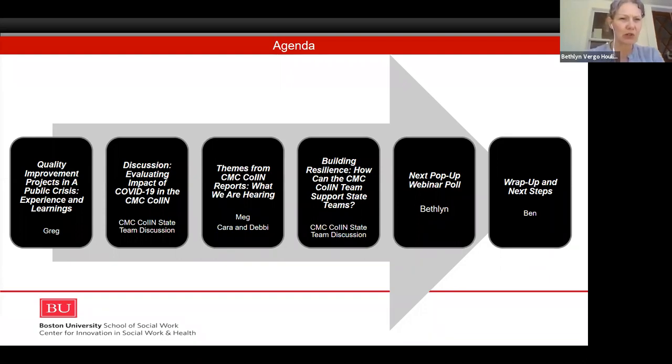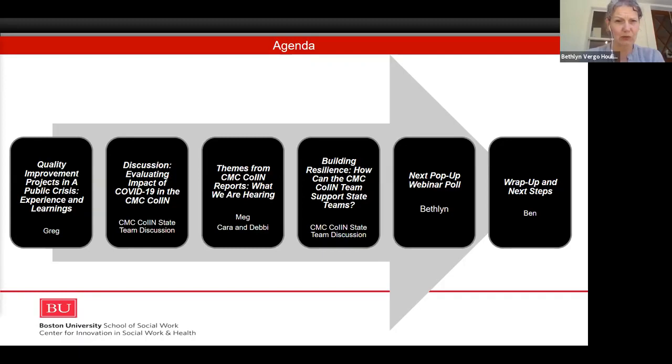And then we wanted to have a little discussion antecedent to that, around your own evaluation considerations and what you think we as the BU team should be considering and trying to capture at this moment, realizing that it's a very different moment than we found ourselves in earlier this year. So we want to talk about that with you and make sure that we're considering things that are really meaningful and matter as we move forward.